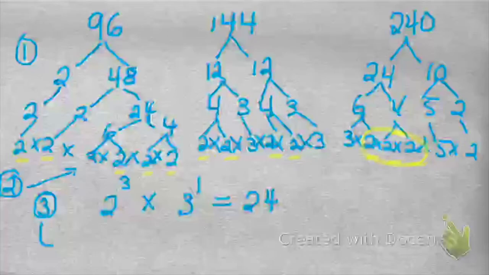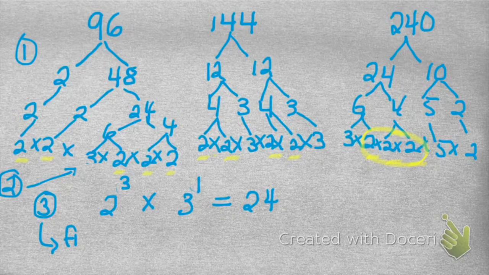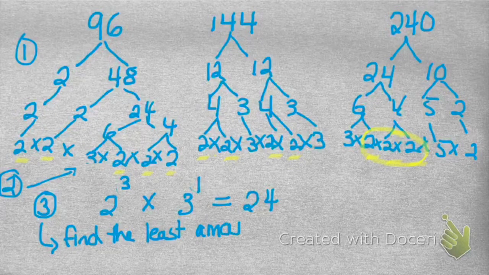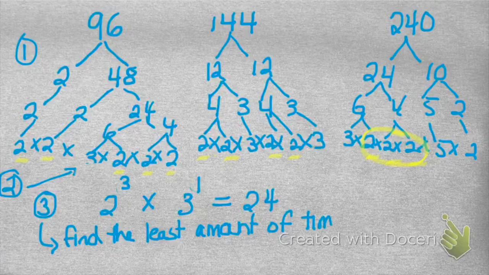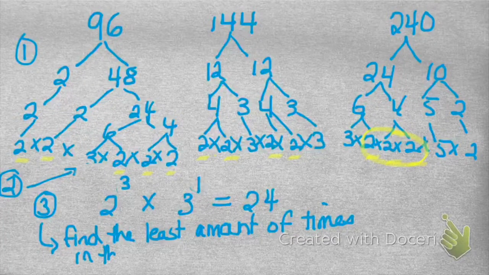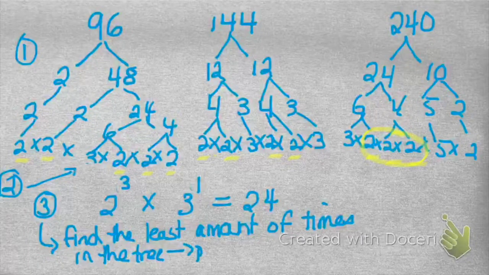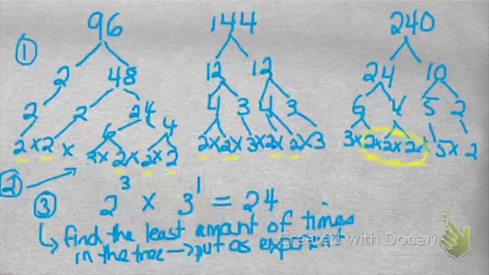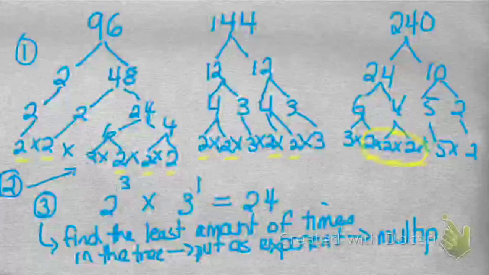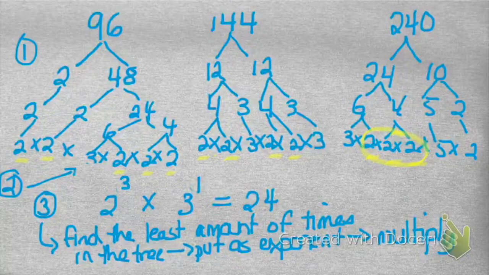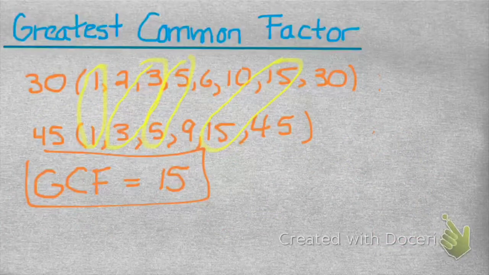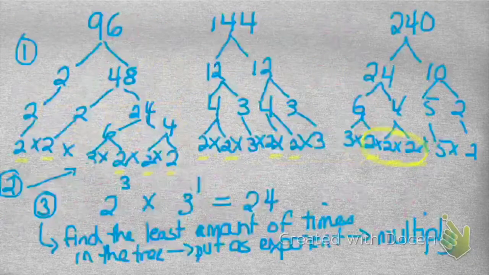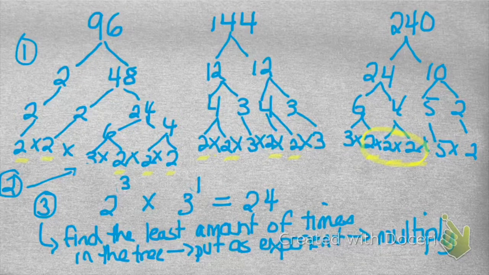Remember that for step 3, you're actually going to find the least amount of times in the tree and then put that as the exponent, and multiply, because that's what we did. So that is the prime factor trick for finding the greatest common factor, as opposed to what I did here, listing them all out and circling them. This is the best way, especially when we're dealing with huge numbers and several numbers like 96, 144, and 240.